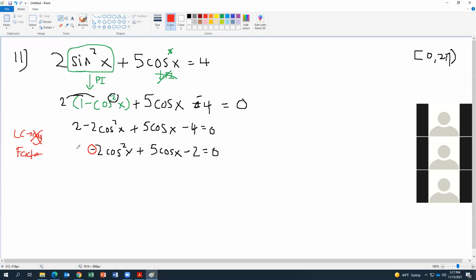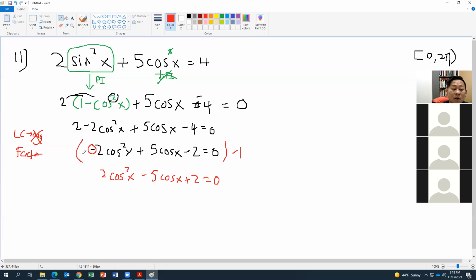For us to get rid of this negative, I just multiply this whole thing by negative 1, or switch all your signs. So the negative becomes positive, and the positive becomes negative. This is usually something that I always tell my students when you guys factor. We always want the leading coefficient to be plus. Okay. Now you need to factor. Anyone know what's a factor for this?